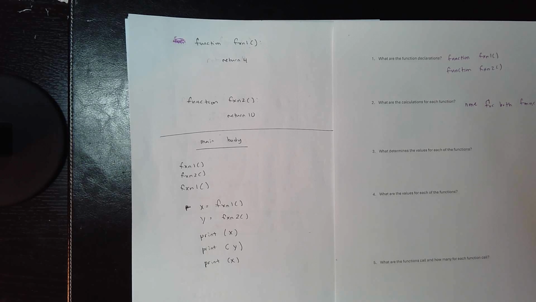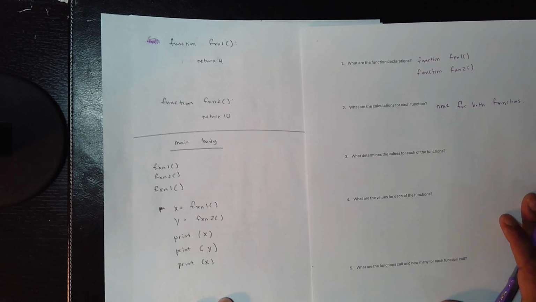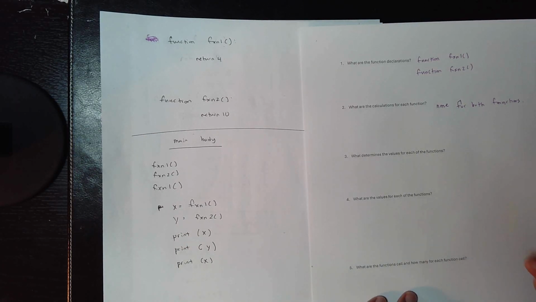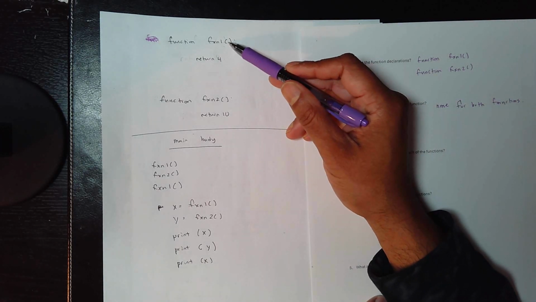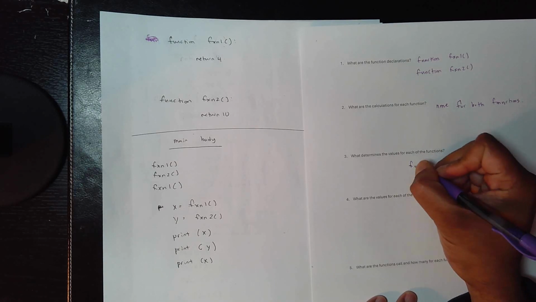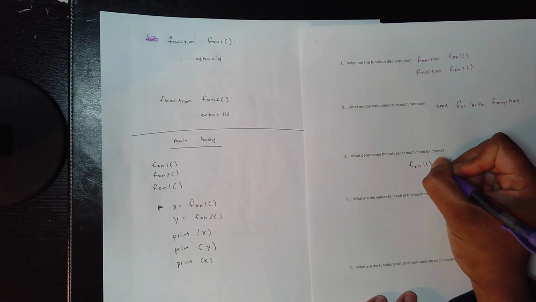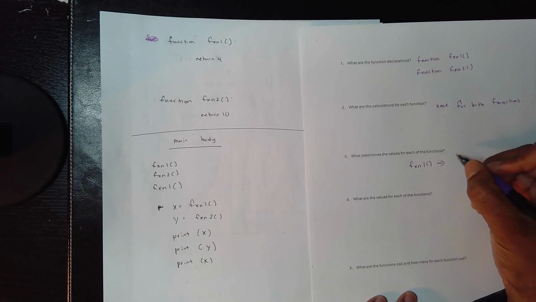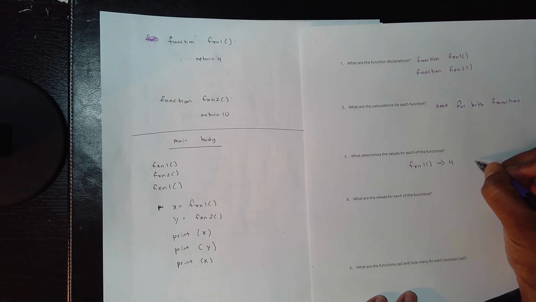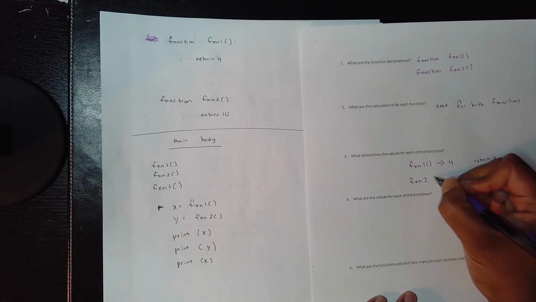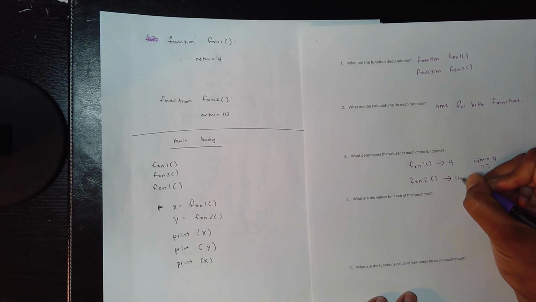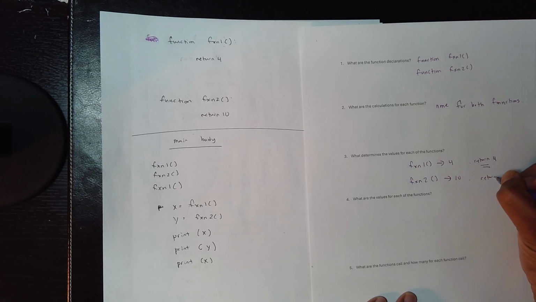Determine the values for each function. So now, what are the values for each of the functions? Well, the values are determined by the return. So you're designating a value for that function, otherwise the function has no value. So your function 1 has a value of what? 4, because of your return statement. Your return 4 is determining the value of function 1. Function 2 has a value of 10, and you're returning 10.